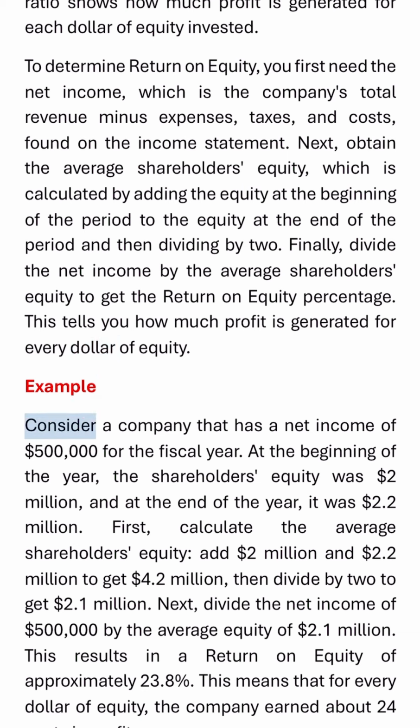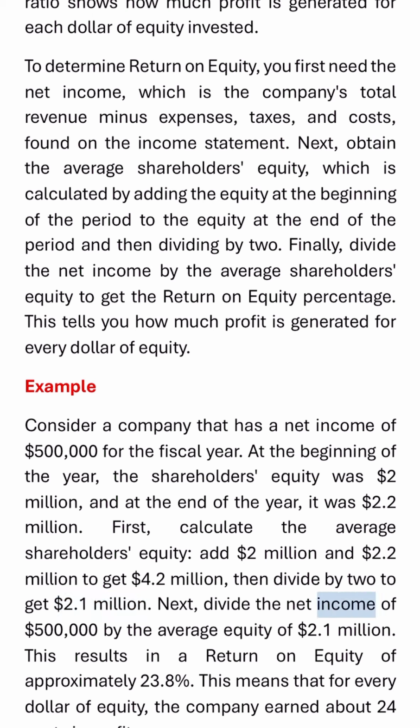Example: consider a company that has a net income of $500,000 for the fiscal year. At the beginning of the year, the shareholders' equity was $2 million, and at the end of the year, it was $2.2 million. First, calculate the average shareholders' equity. Add $2 million and $2.2 million to get $4.2 million, then divide by 2 to get $2.1 million.